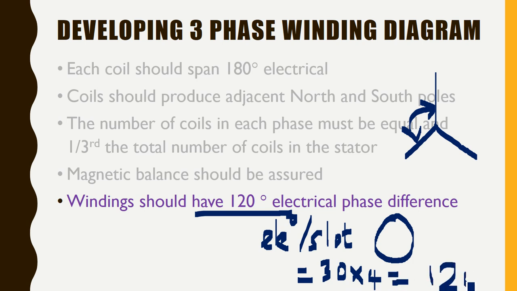What does it mean? If the R phase is placed in slot number 1, then where should the Y phase be placed? The Y phase should be placed at 1 plus 3, that is, it should start in slot number 4. Then it will have a 120-degree electrical phase difference.